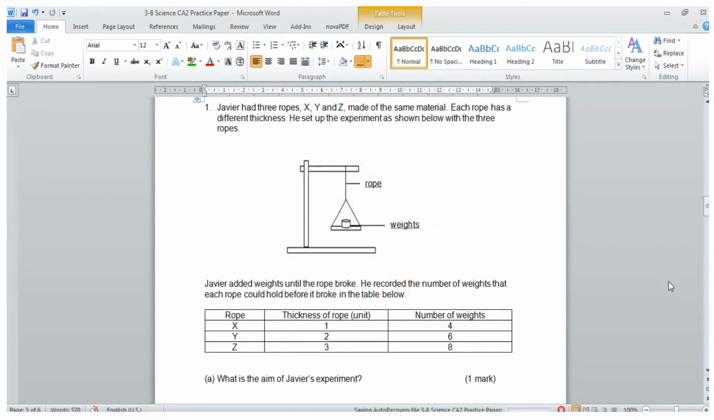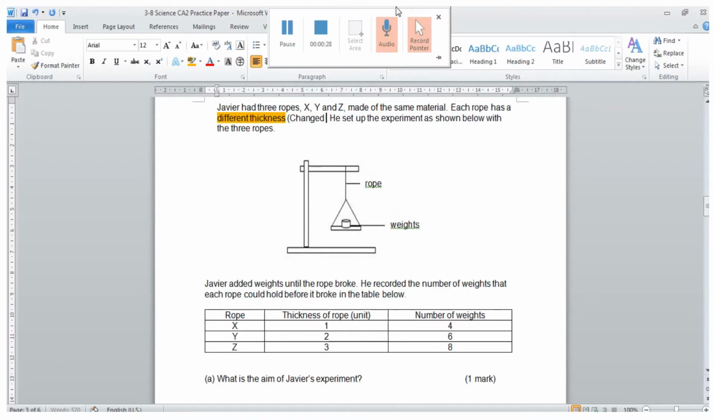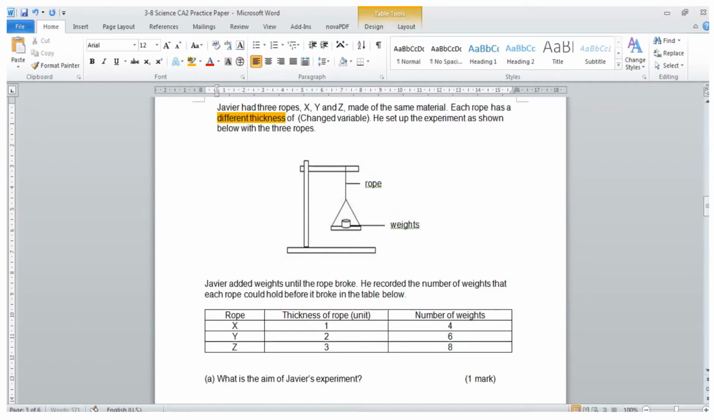Okay, now let's take a look at another example. This is question 6 of your practice paper again. Ignore this part over here. So Javier had 3 ropes, X, Y, and Z. So these are 3 different ropes, same material, and each rope has a different thickness. Again, we find out what is different here. It has different thickness. So with that, we can say, hey, this is our change variable. So write it first. Change variable: different thickness of ropes.